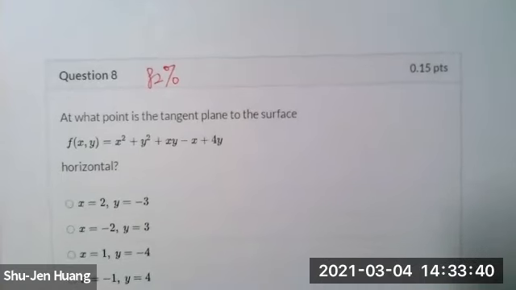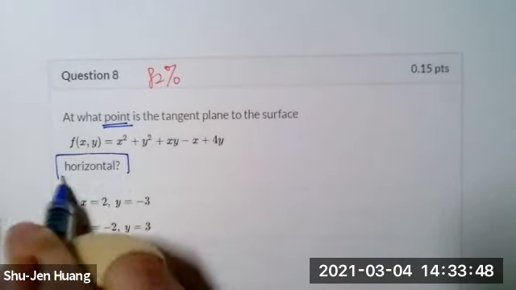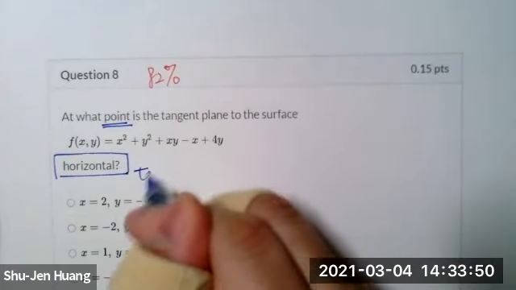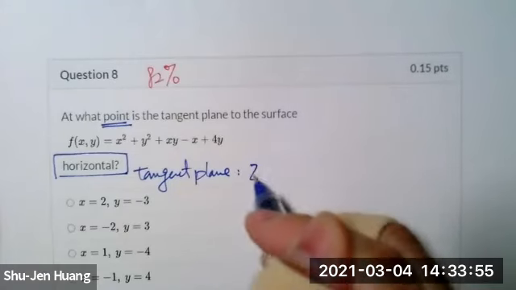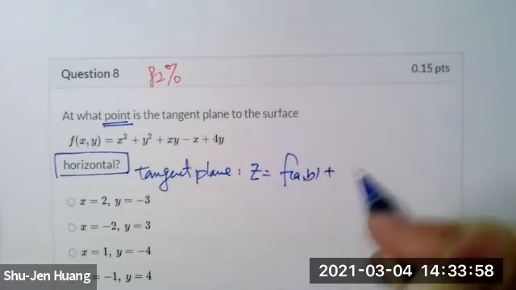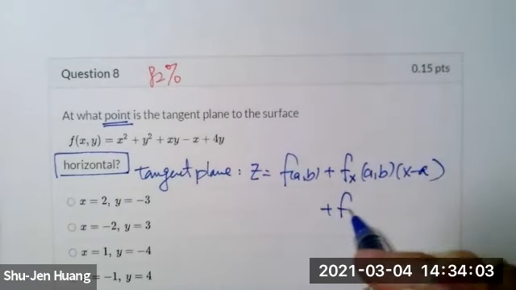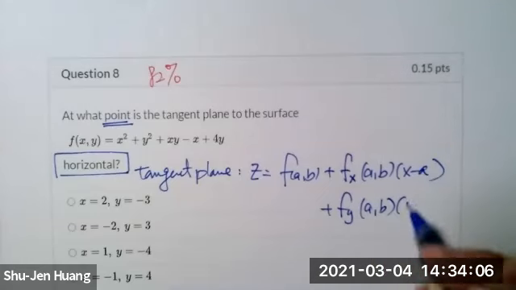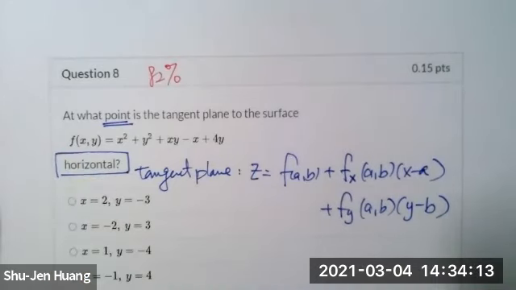Question number 8, we want to find at which point the tangent plane to the surface is horizontal. If you recall earlier, we wrote down the tangent plane equation. Let's write that down one more time. The tangent plane is z equal to f of (a, b) plus the partial derivative with respect to x times x minus a plus the partial derivative with respect to y times y minus b. This is the equation for the tangent plane. What happens when we have a horizontal tangent plane? Can anyone tell me? Do you remember?